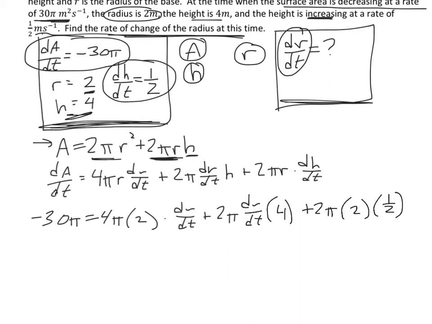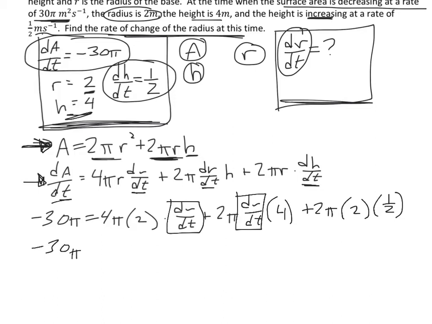So notice what I did here: I took the formula relating the variables I had, and I took the derivative so that I could look at the relationship between these rates. And now I just plugged in everything I had. dr/dt is the thing I want to solve for. So now it's just a matter of simplifying all this and moving it to the same side, or solving for dr/dt.